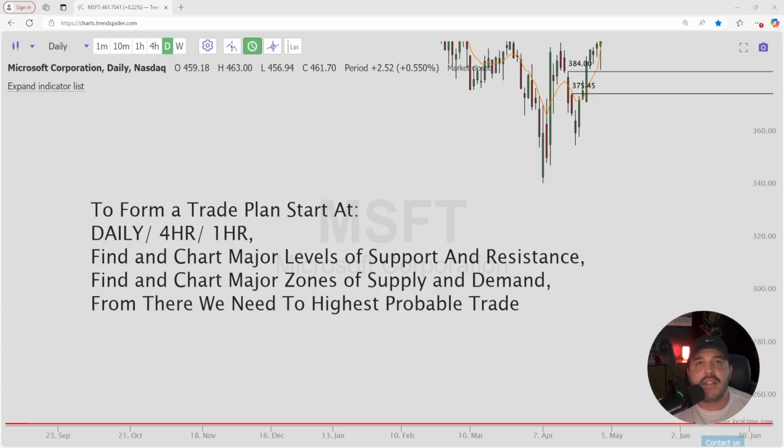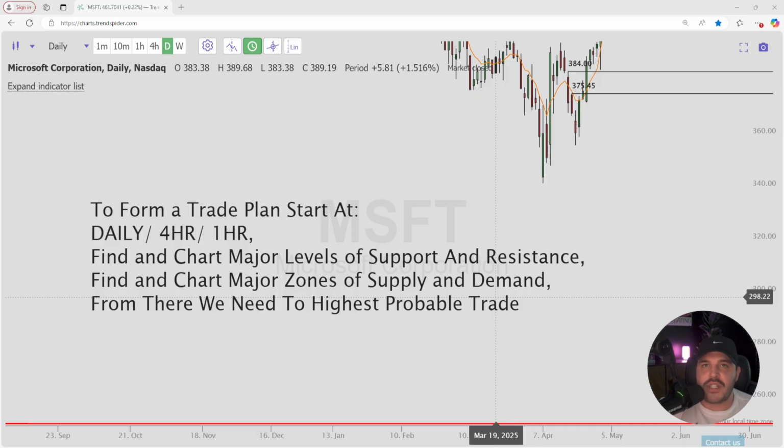To start off, guys, we need to be looking at a top-down approach. What do I mean by a top-down approach? I mean looking at the higher timeframes, daily, 4-hour, 1-hour. On these timeframes, you'll be finding the major levels of support and resistance. You'll also be finding and charting the major zones of supply and demand.